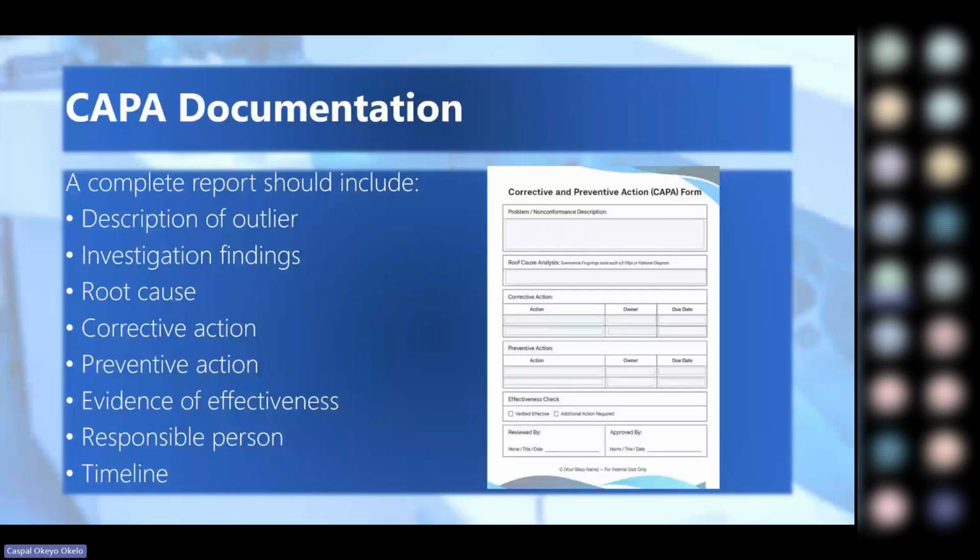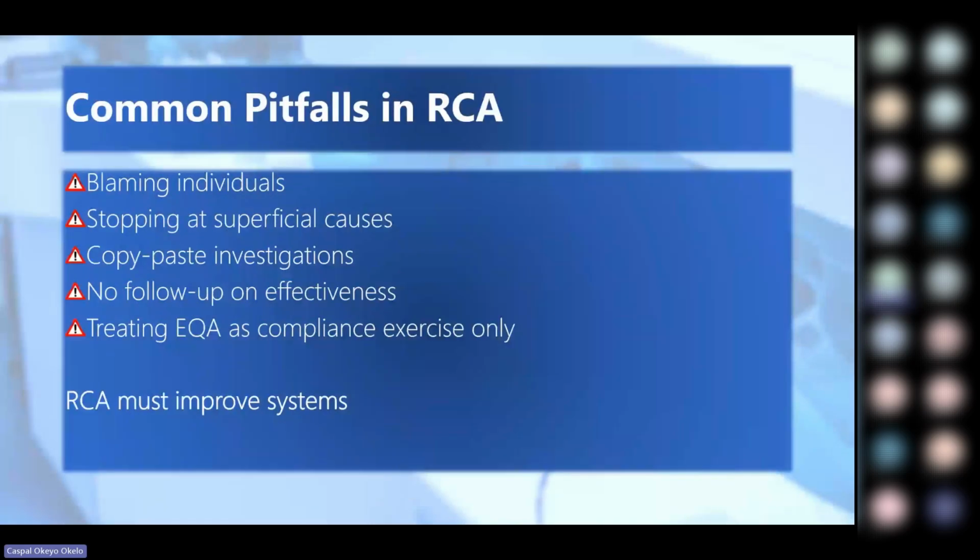On the other hand, weak documentation suggests reactive quality management, and CAPA is not paperwork. We need to move away from calling CAPA paperwork. It's proof that learning and improvement occurred. So let's discuss something that's very important, and this is where most laboratories in general go wrong during root cause analysis. Even experienced labs always fall into these traps.